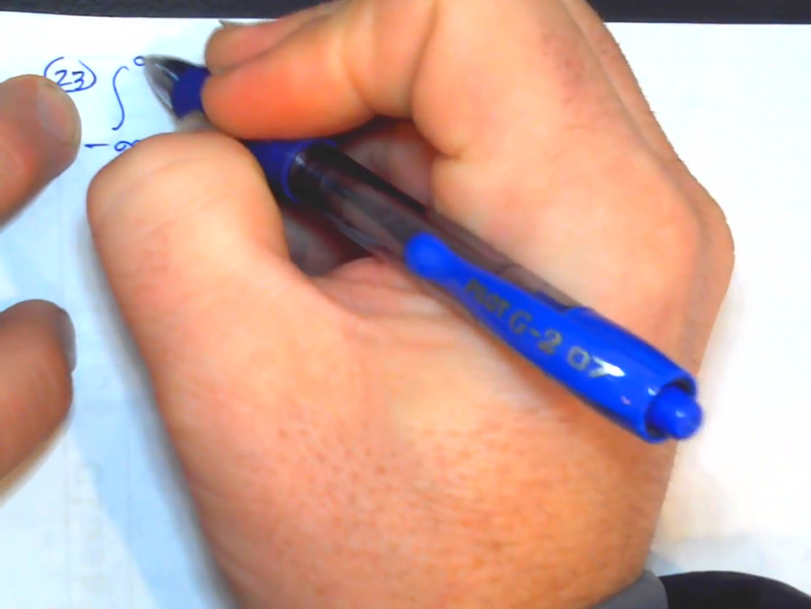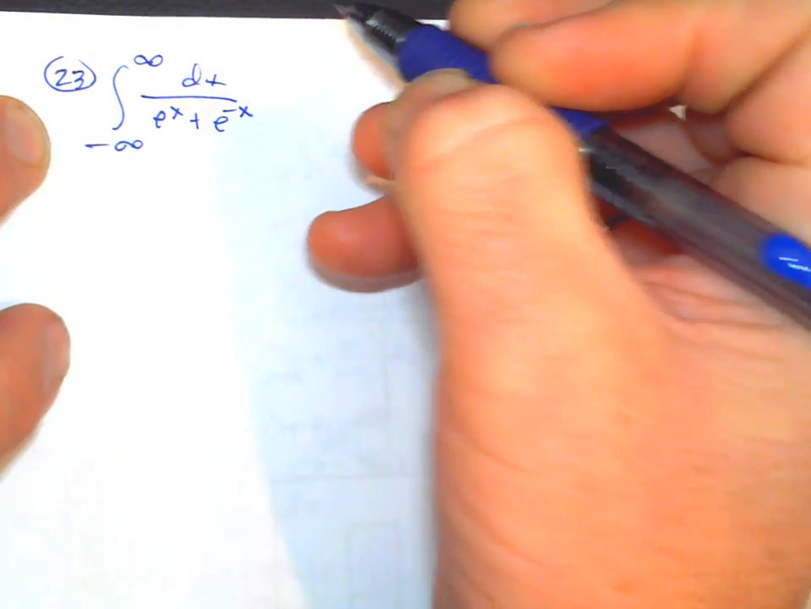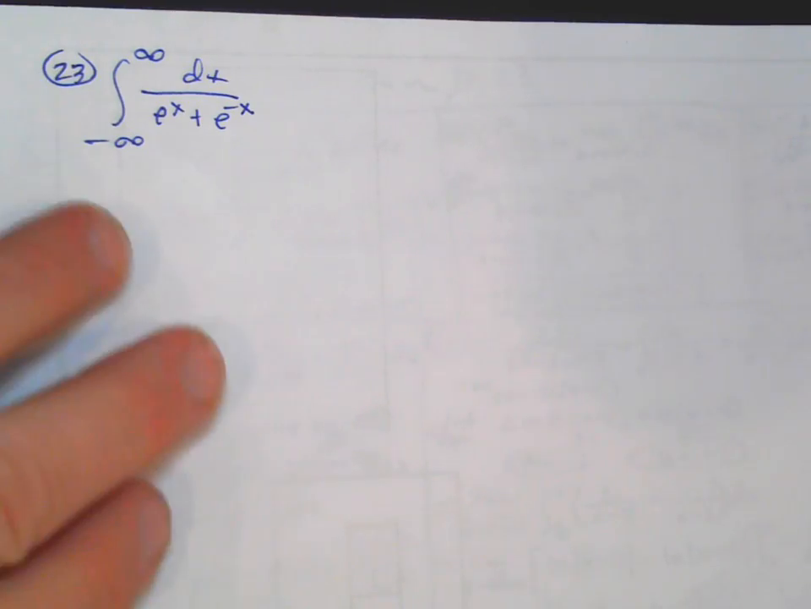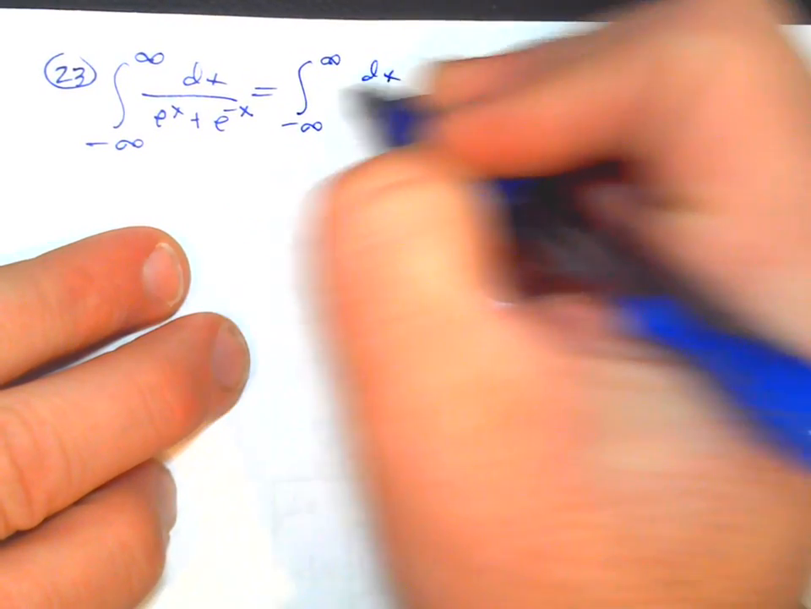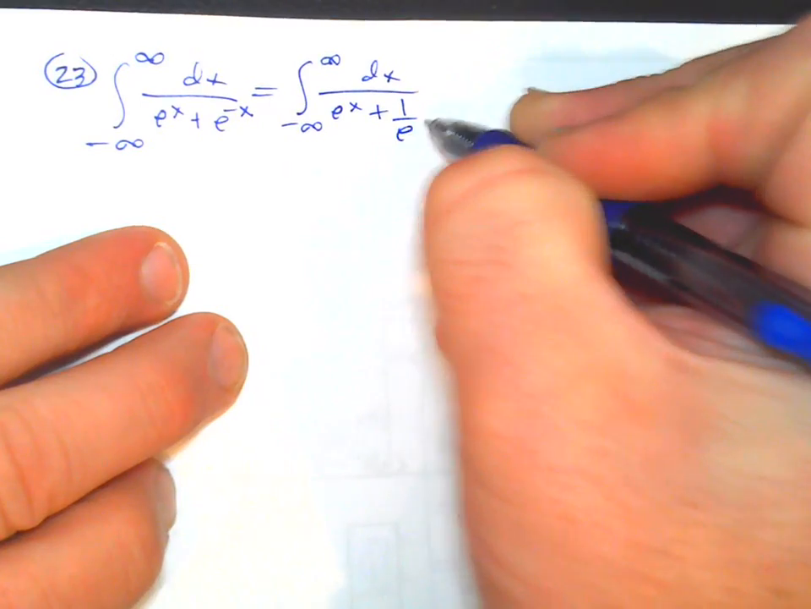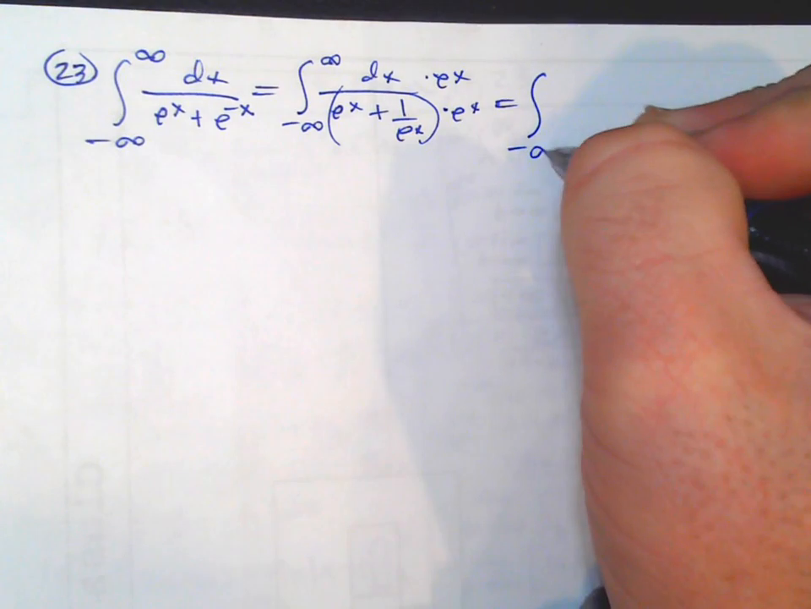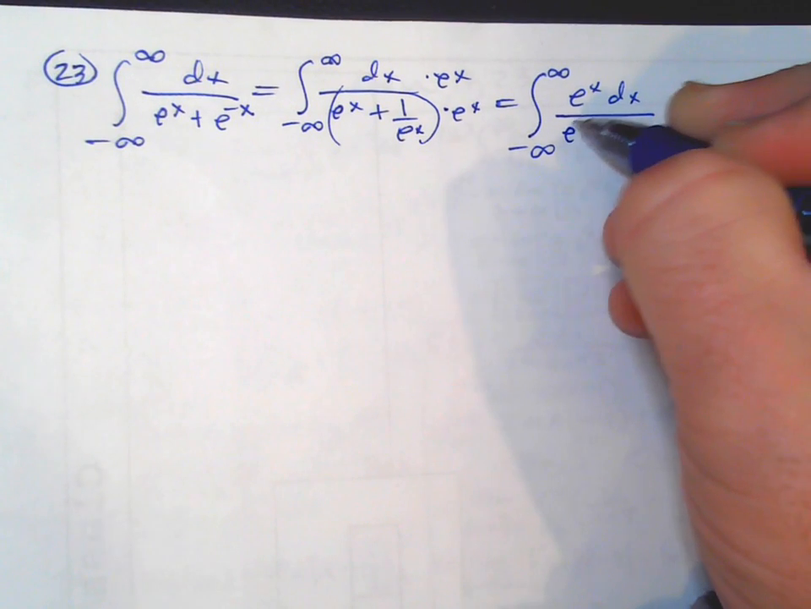Negative infinity to positive infinity of dx over e to the x plus e to the negative x. Now we could try some different techniques. I think we could try and clean it up first. Think of it as e to the x plus 1 over e to the x. And then you can multiply the top and bottom by e to the x and get rid of the partial fractions. So then that would be e to the x dx over e to the 2x plus 1.